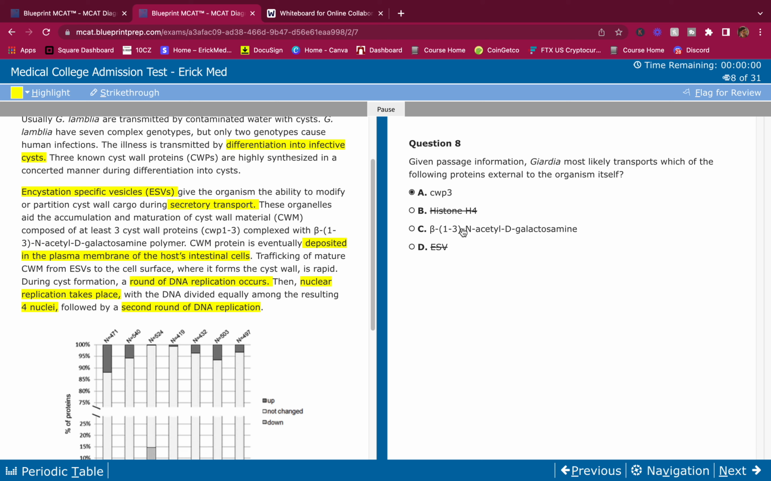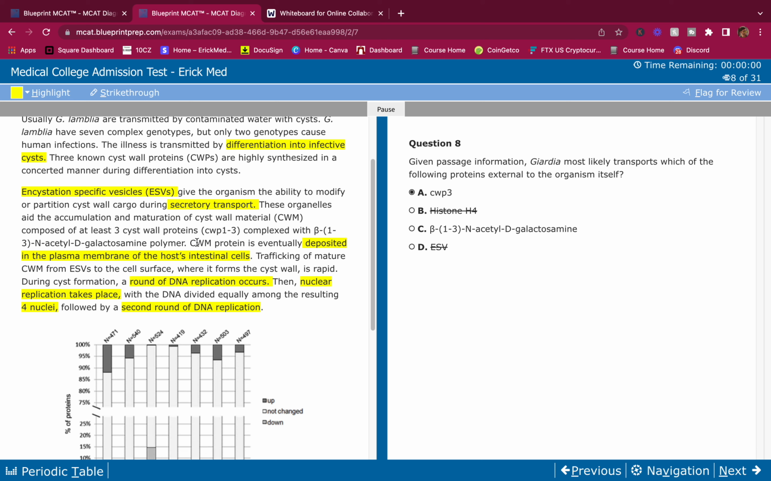Now, here's CWP3. Now, which one is it? This one or this one? Okay, let me sip on my water again. We have to pick the better answer choice. The better answer choice is CWP3. Why is that the better answer choice? Well, there's more evidence to this. They talk about this more.